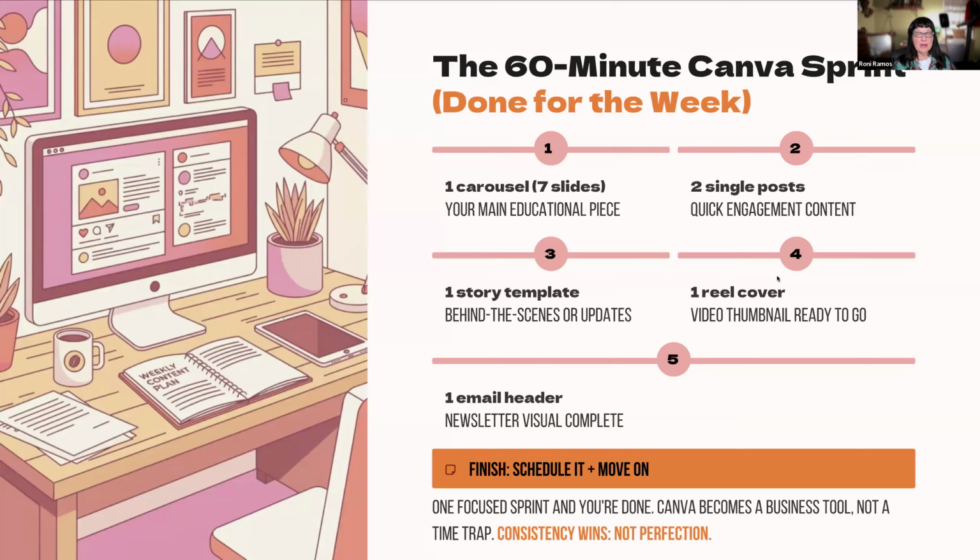You can do all that in a week. In an hour, if you post that throughout the week, that's a lot of consistent content. Finish it, schedule it, move on. 1 focused sprint of time, and you're done. Canva becomes a business tool, not a time trap. Consistency wins, absolutely not perfection.